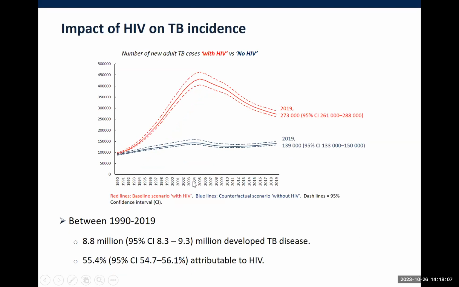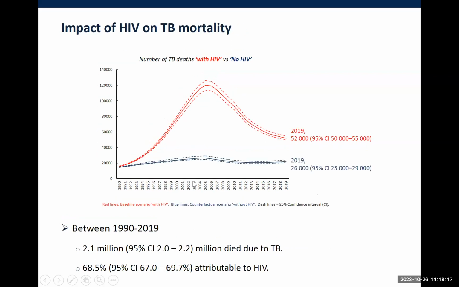Overall, we estimated that about 8.8 million people developed TB, and about 55% of this is due to HIV. For mortality over this period, we estimated that about 2.1 million people died due to TB, and about 69% of this was due to HIV.